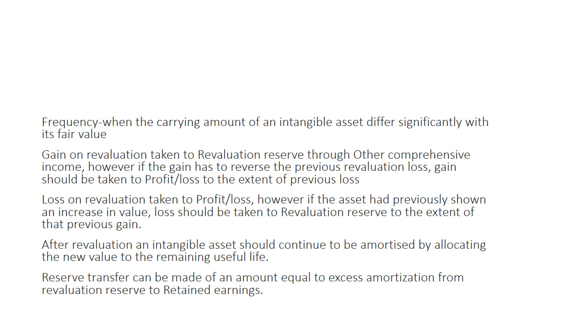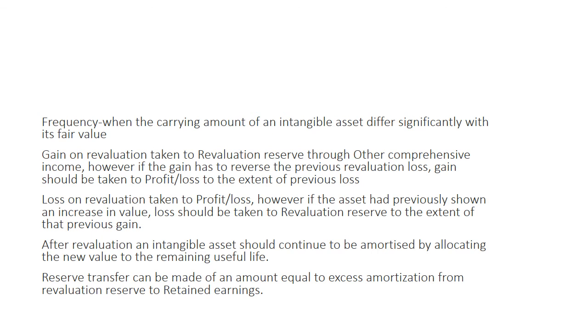If there is a revaluation loss, this is taken to the profit or loss account. But if the asset was previously revalued and there was a gain, the loss first reduces the revaluation reserve up to the amount of gain previously recognized, and the remainder of the loss is taken to the profit or loss account. After the revaluation, an intangible asset should continue to be amortized by allocating the new value over the remaining useful life. IAS 38 also allows the entity to perform a reserve transfer equal to the amount of excess amortization from the revaluation reserve to retained earnings.